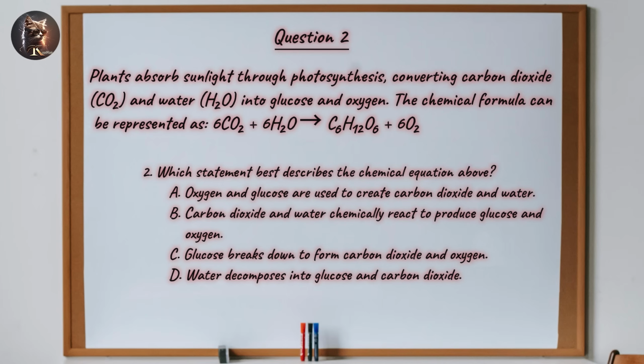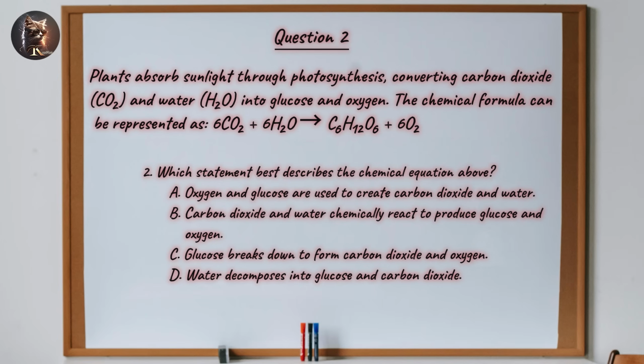Now, let's see what the question is actually asking. Which statement best describes the chemical equation above? Here are the choices given. A. Oxygen and glucose are used to create carbon dioxide and water. B. Carbon dioxide and water chemically react to produce glucose and oxygen. C. Glucose breaks down to form carbon dioxide and oxygen. D. Water decomposes into glucose and carbon dioxide. Pause again here and think carefully. What exactly is the equation showing us?